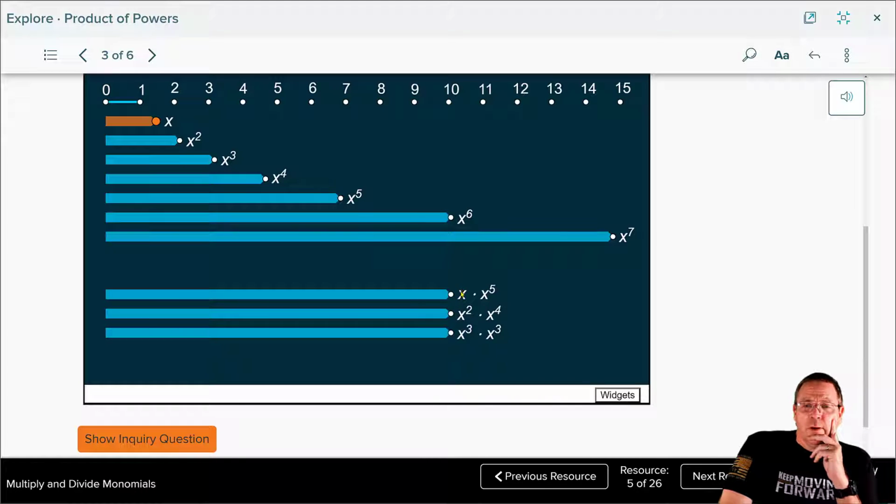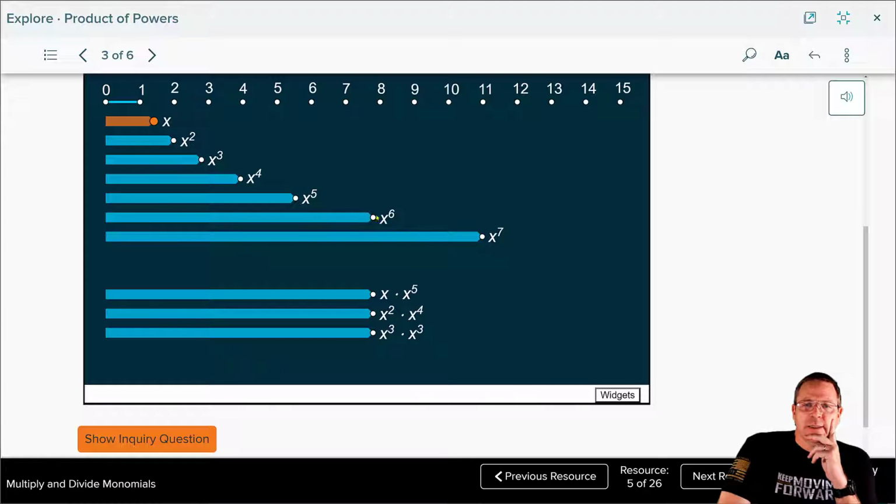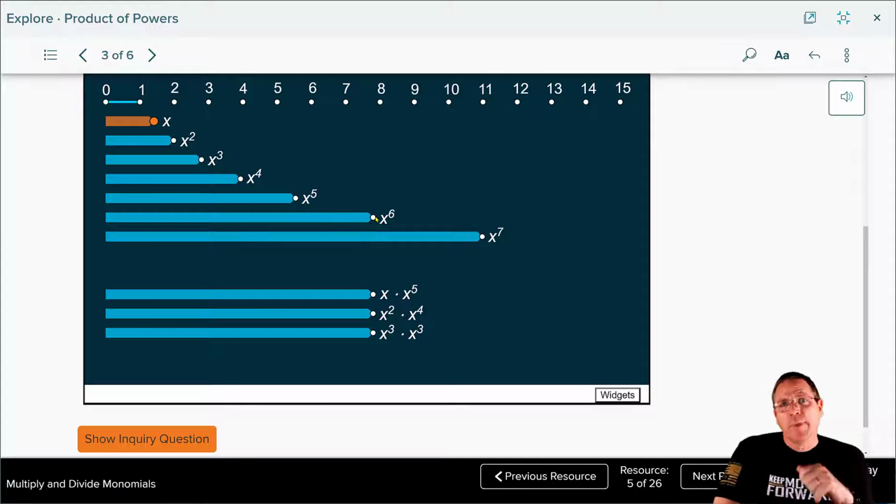What do you see here? I see X times X to the 5th. 1 plus 5 is 6. 2 plus 4 is 6. 3 plus 3 is 6. So it doesn't really matter how they're stuck together. As long as the exponent equals the same thing, they're going to be the same exact length, which incidentally is the same as this one right here, X to the 6th power.